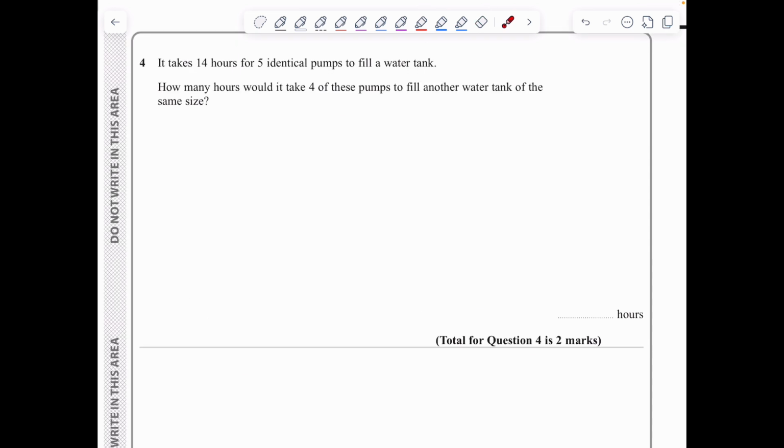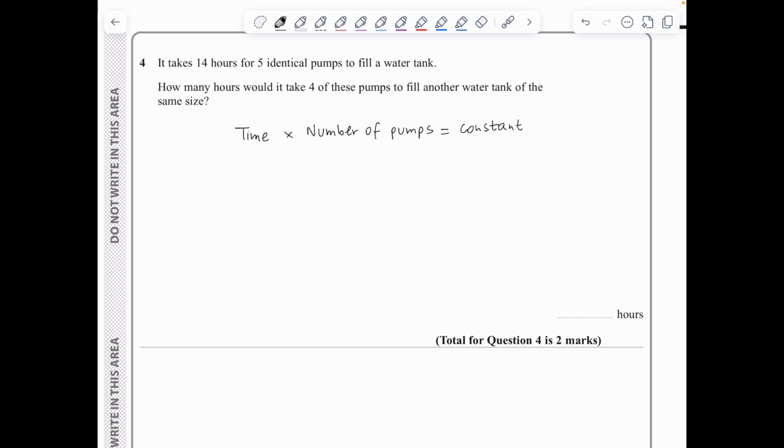In question 4, we are told that it takes 14 hours for 5 identical pumps to fill a water tank. Now the question is, how many hours would it take 4 of these pumps to fill another water tank of the same size? So the first thing to do is to observe that the greater the number of pumps, the less the time needed. So these two quantities are inversely related, and when two quantities are in inverse proportion, then their product is always the same constant value. So in this case, time times the number of pumps will be constant.